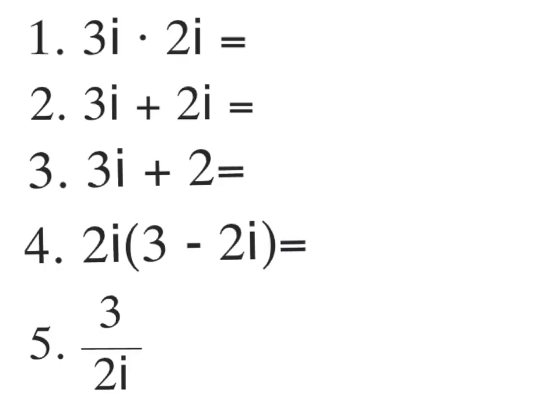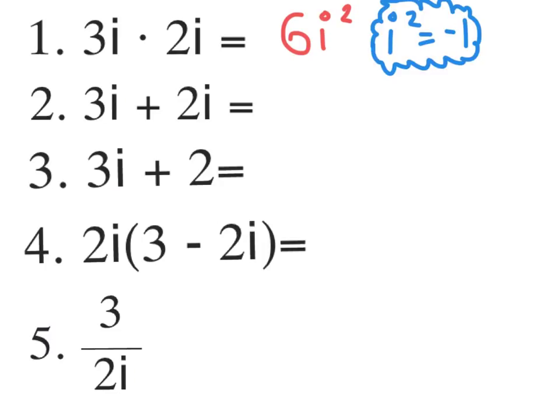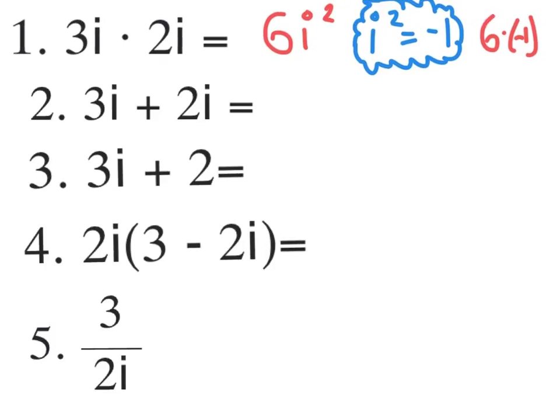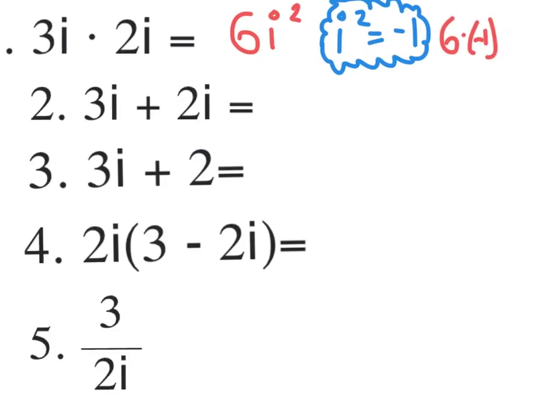Simplifying imaginary numbers is kind of like simplifying a number with a variable in it, right? It's kind of like if you had a 3x times a 2x. What's the answer? It's 6x squared. In this case, 6i squared. But we know from the past that i squared equals -1, so what we really have is 6 times -1, which is -6 as your final answer. So I'm just going to move it over a little more, and we're going to get -6 as our final answer for number 1.